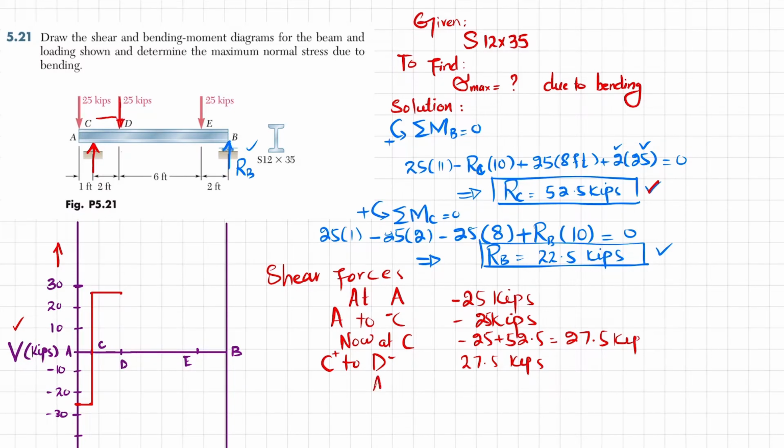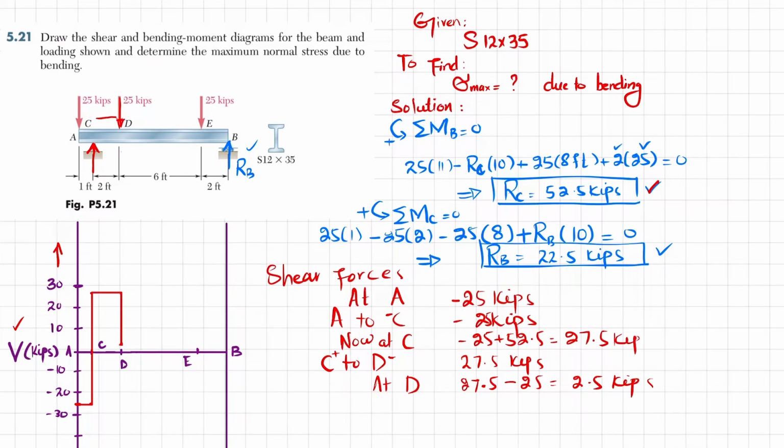Now at point D we have a load of 25 kips. So at D we have 27.5 minus 25, which will be equal to 2.5 kips. So 2.5 will be somewhere here. Let's say it's this. So load will change from 27.5 to 2.5.